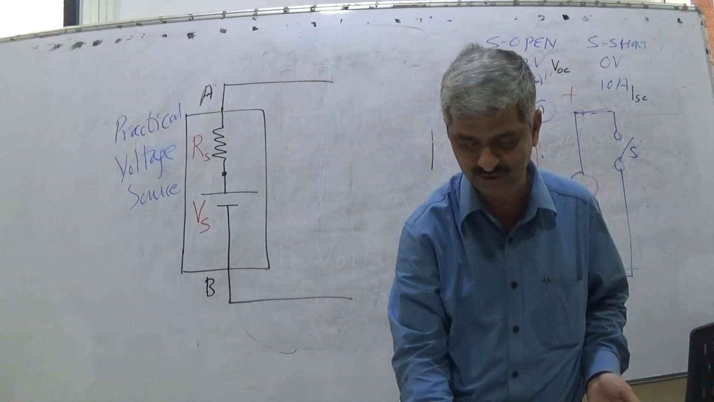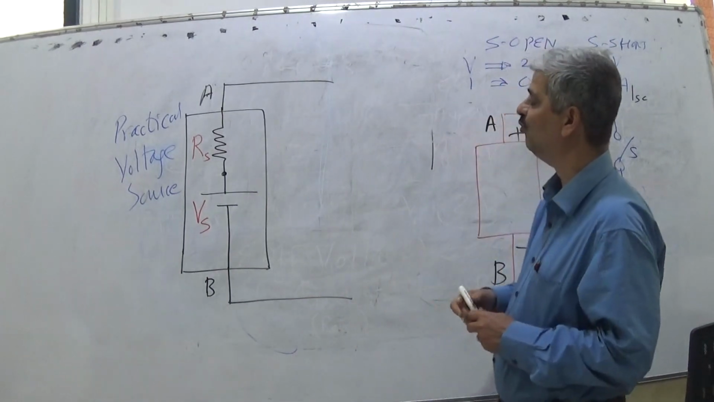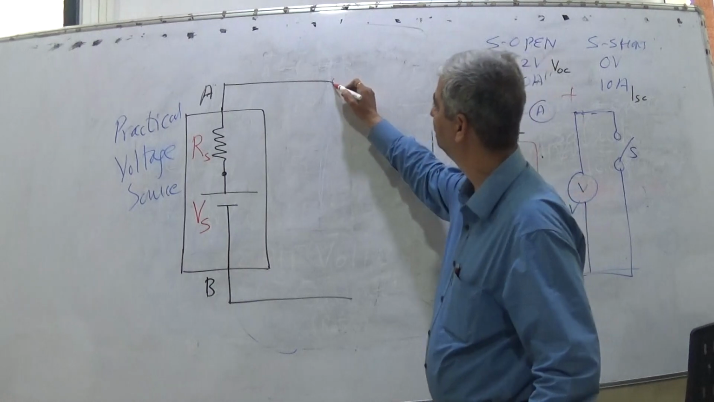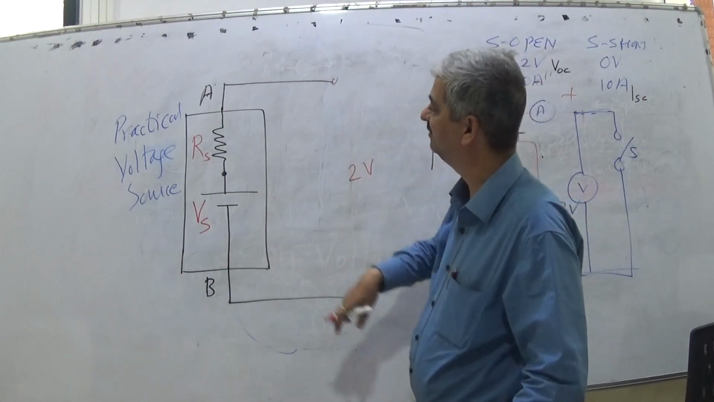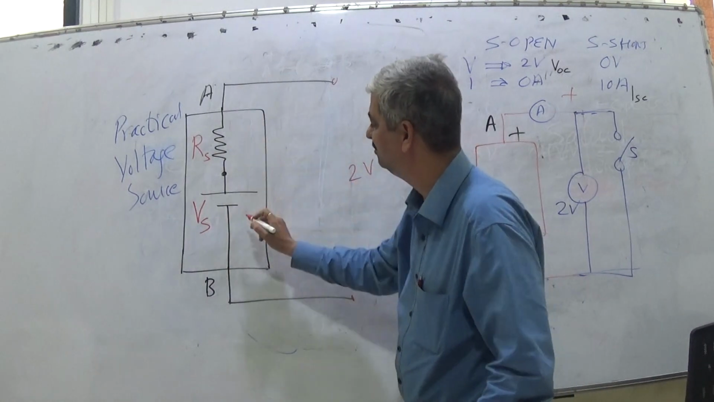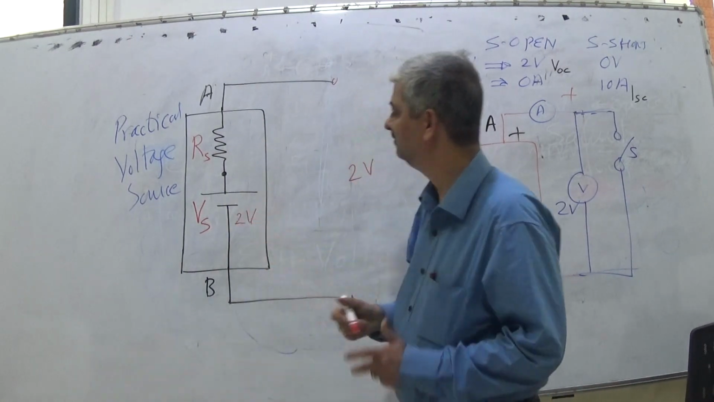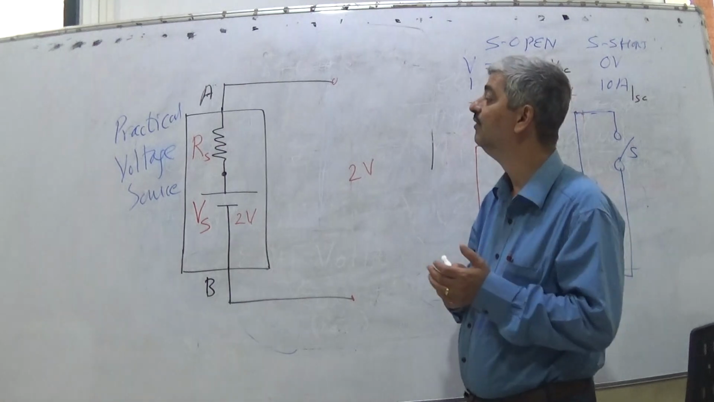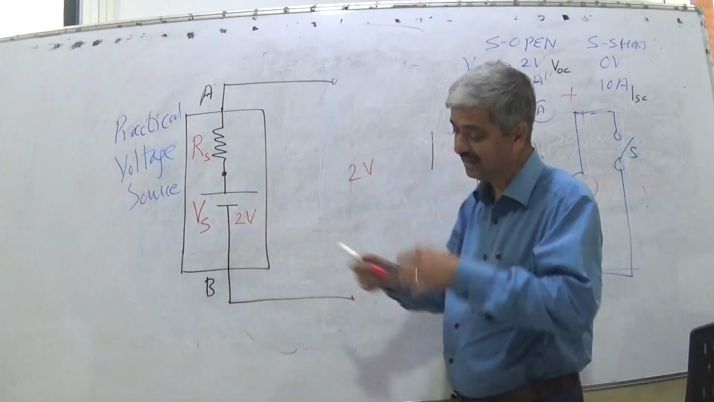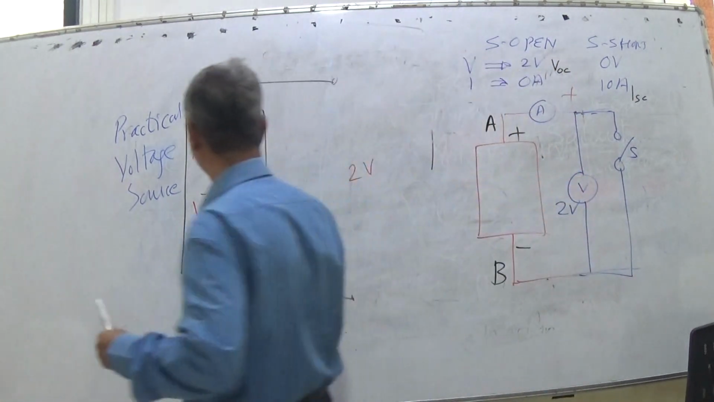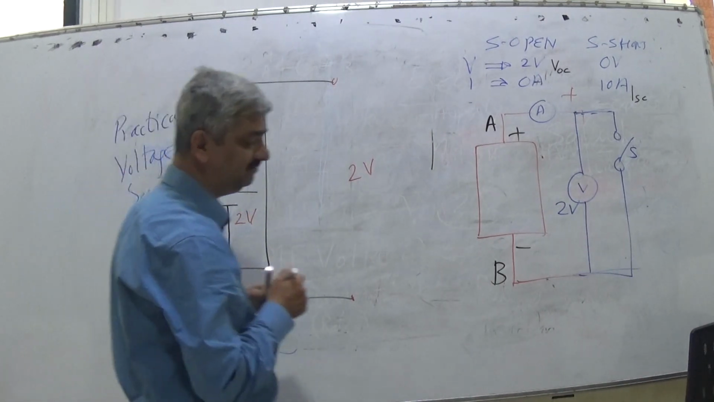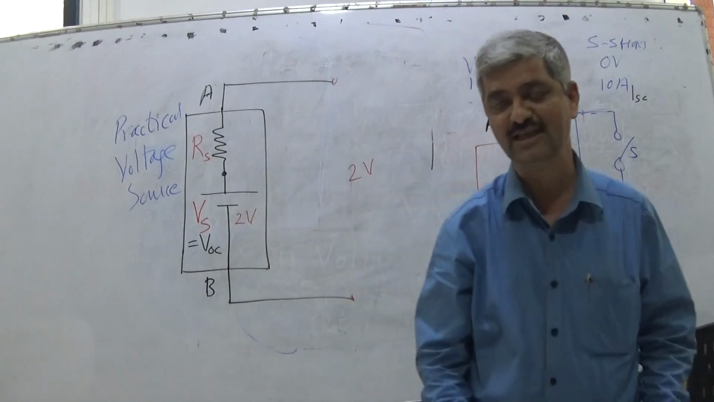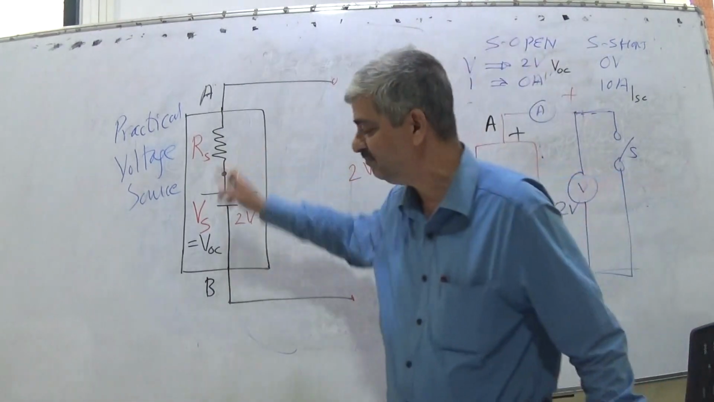It's very easy to compute. At open circuit voltage, what do you get? 2 volts. So when there is no current drawn, the drop across this would be 0. So this one is 2 volts. So the open circuit voltage, this Vs, is equal to VOC. And those who want can pause and find out what this Rs would be, otherwise I am answering.